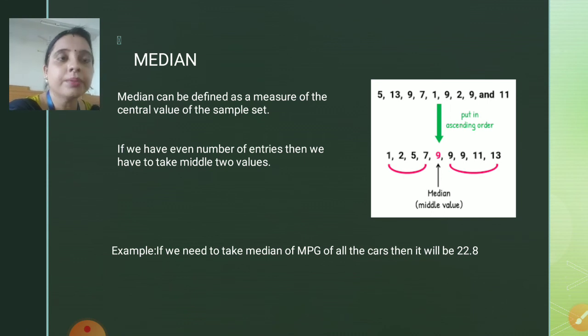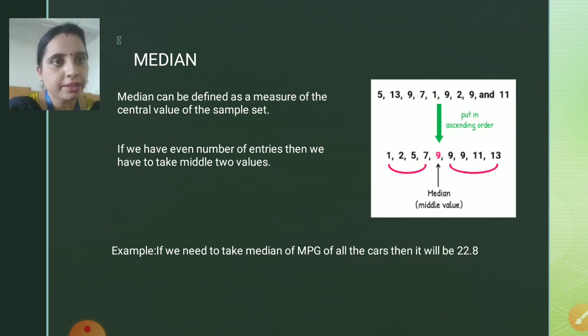This is the example in which the data set has an odd number of values, so it is pretty easy to calculate the middle value. What if I get a data set of even numbers? For example, if I have 8 or 10 values, then we need to take two middle values, because you will get two middle values in that case. If I add 14 to this list, then the middle values will be 9 and 9. So my median will be 9 plus 9, divided by 2. In this way we calculate the median of the data set.